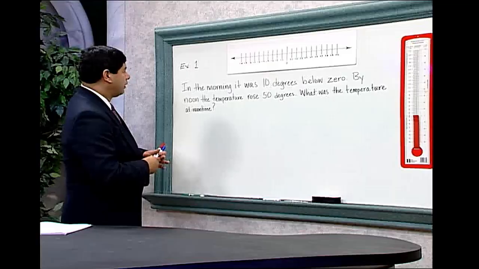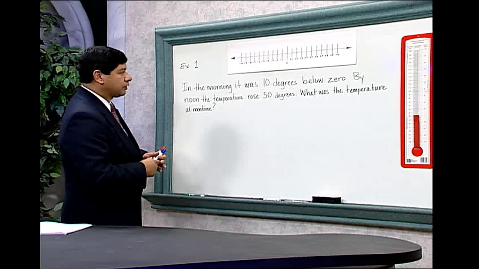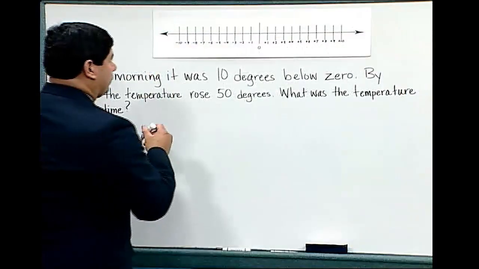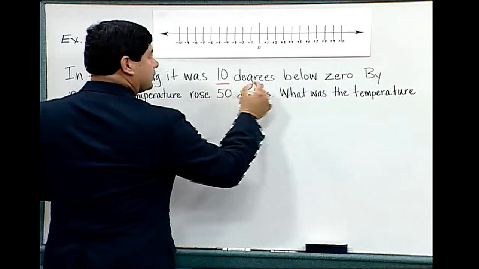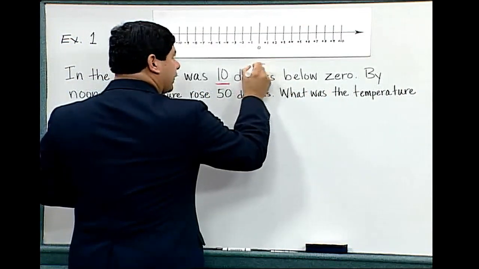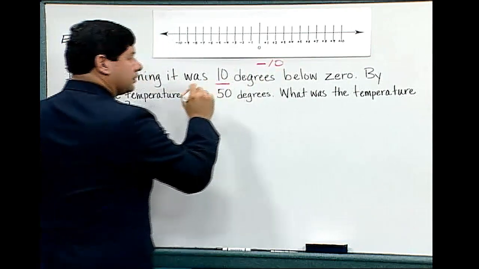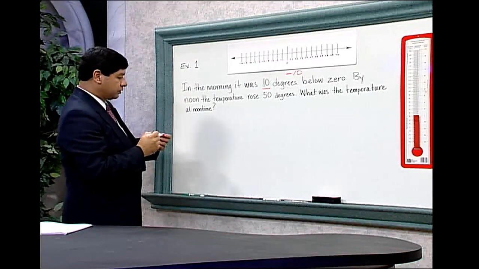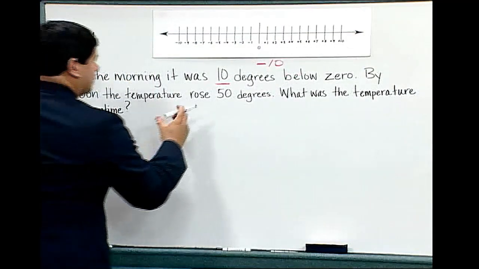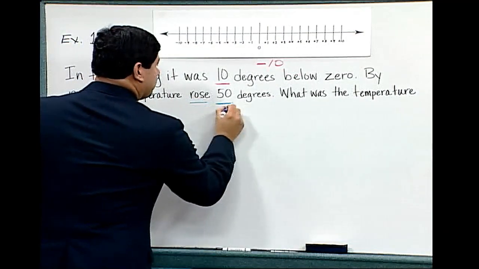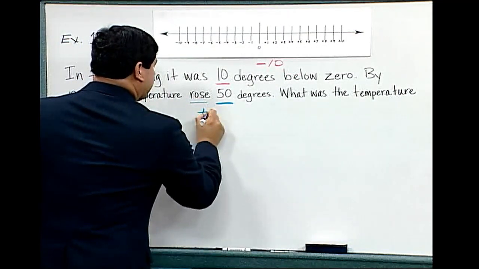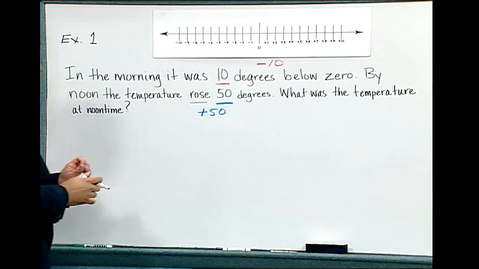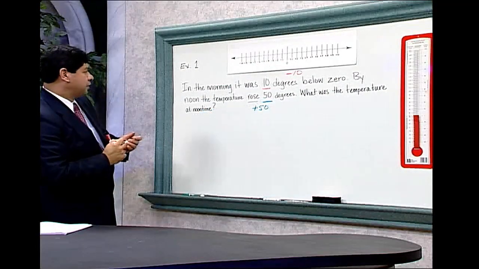Our first example. In the morning, it was 10 degrees below zero. So we know this is important: 10 degrees below zero, so we're really looking at a negative 10 in this case. By noon, the temperature rose 50 degrees. So it's an increase of 50 degrees, so in this case we're looking at a positive number, positive 50. What was the temperature at noontime?